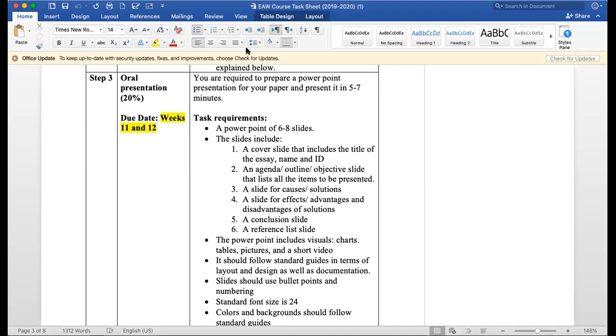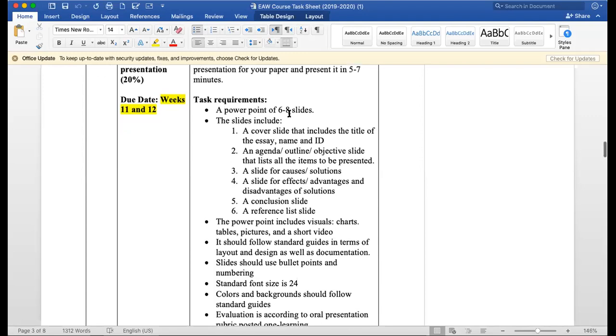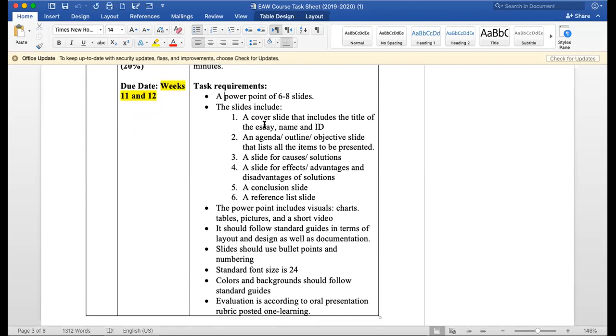What is it going to include? It's going to include a PowerPoint presentation presented in 5 to 7 minutes, minimum 5 minutes, maximum 7 minutes. It should have 6 to 8 slides. The slides should include a cover slide, an agenda, a slide for causes or solutions, a slide for effects or advantages and disadvantages of the solution, depending on the type of essay, a conclusion slide, and a reference list slide.